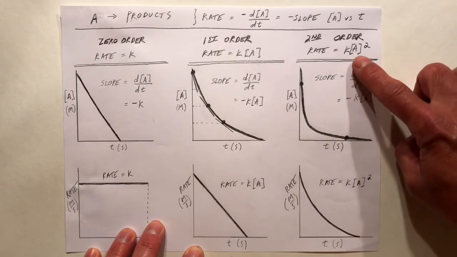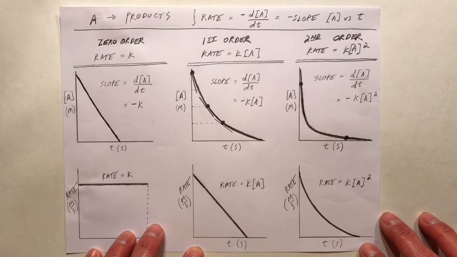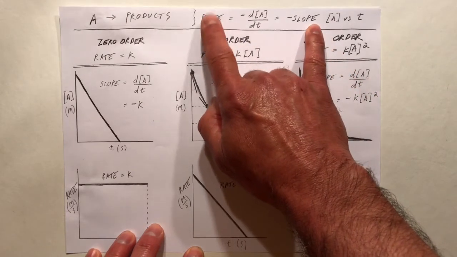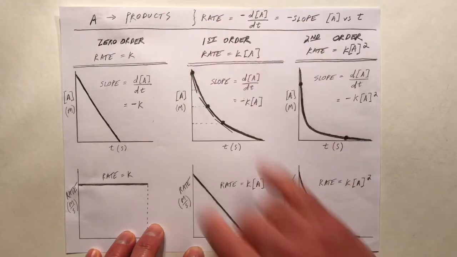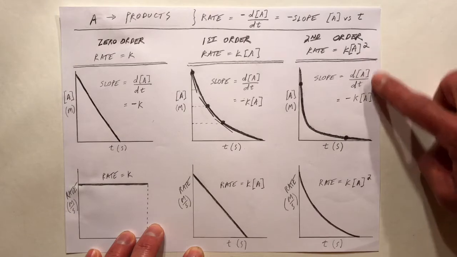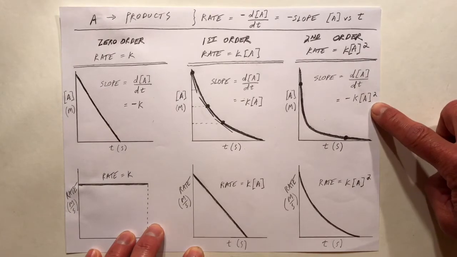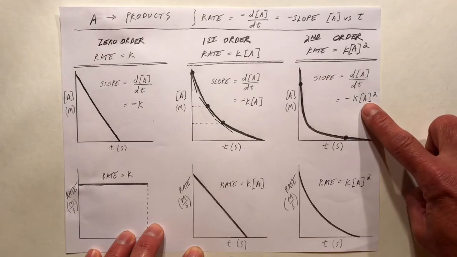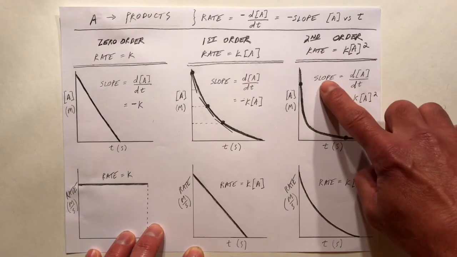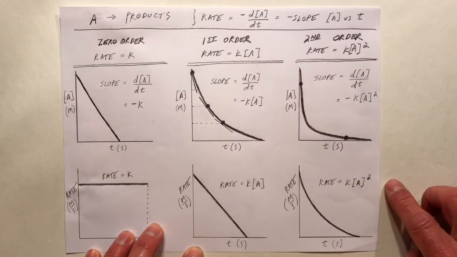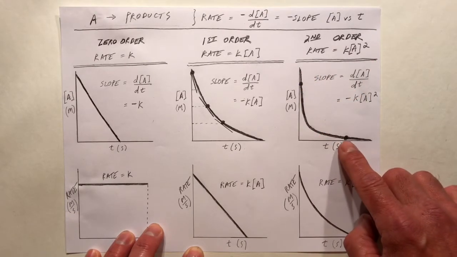Let's take a look at what happens with a second order reaction. Now again, the slope is equal to a negative of the rate, right? Rate's negative slope, slope is negative rate. So the negative rate here would be negative k times the concentration of A squared. Let's look at this point where we have big concentration. A big concentration squared is going to give us a real big slope, so we're going to have a really steep line here.